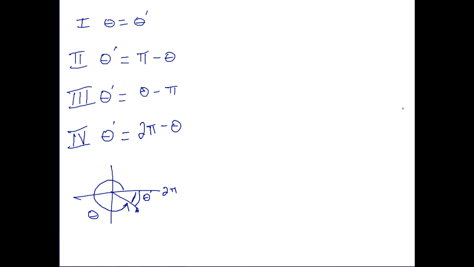Okay, so let's try a couple of these. Let's find the reference angle, theta prime, for the given theta. Let's say we have something like 213 degrees. How about 8 pi over 5? And let's have another angle of 310 degrees. These are our angles, and we want to find the reference angles.